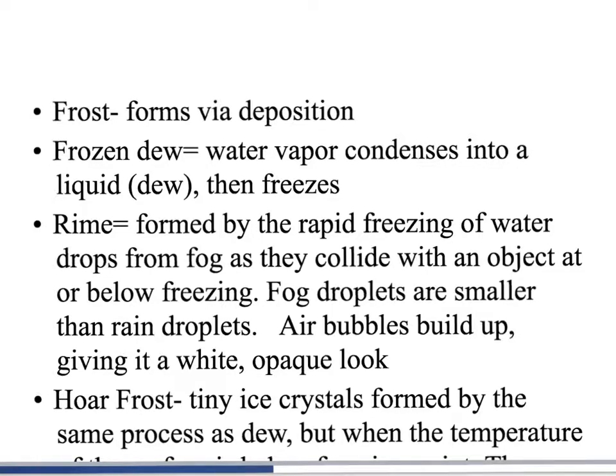The next one's a hoarfrost. This is tiny ice crystals that form by the same process that dew forms, but when the temperature of the surface or whatever it comes in contact with, whether it be blades of grass or a fence, whatever the object is, is below freezing. This gives it a sort of feathery look, and it will also form shapes downwind. So if there's wind blowing, it's going to form these elongated shapes downwind.